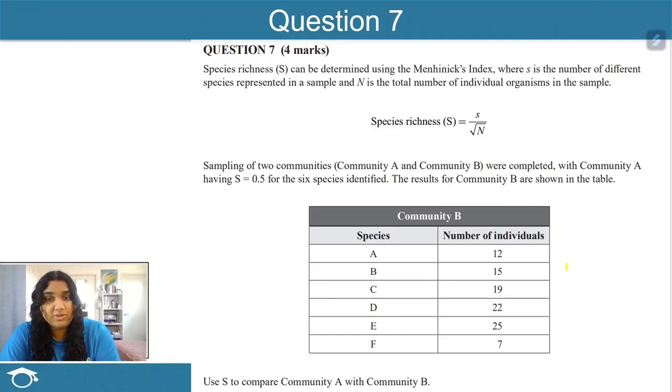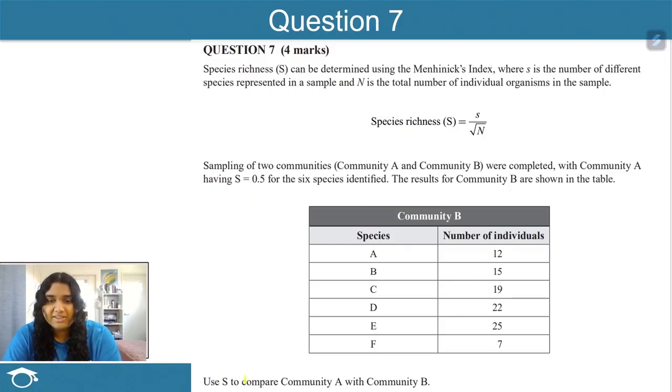Sampling has occurred in 2 communities. We've got community A and community B, where community A was known to have an S value of 0.5 for the 6 species that were identified. The results for community B are shown in the table below, where we've got species A to F and then the number of individuals for each of them. What you've got to do is use the capital S value to compare community A with community B.